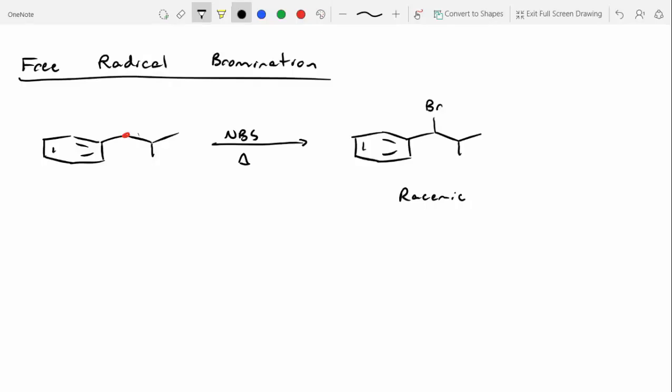I think we're going to stop there today. Tomorrow when we come back, we'll go through the free radical mechanism again, and then we'll learn one last reaction and then do some synthesis problems.